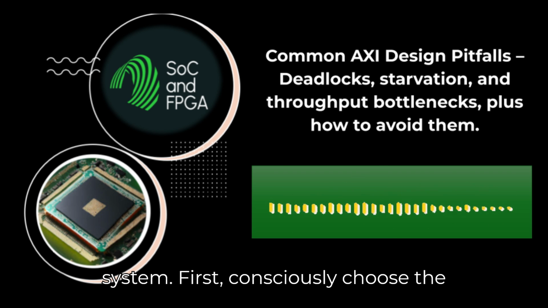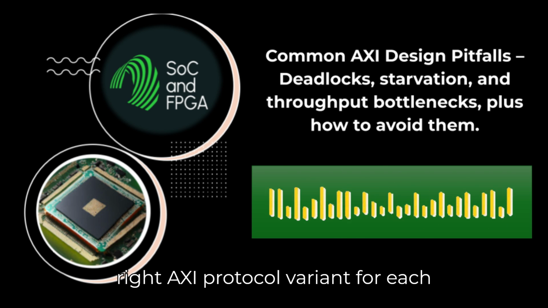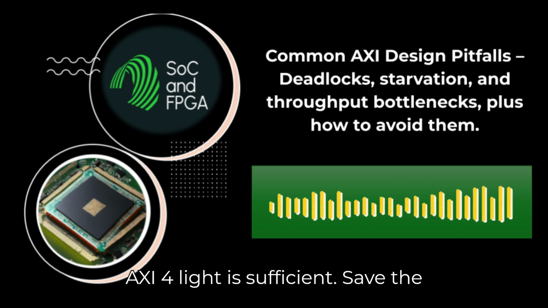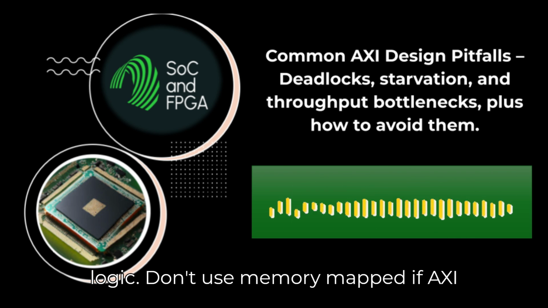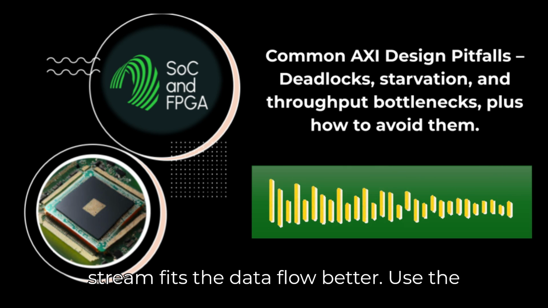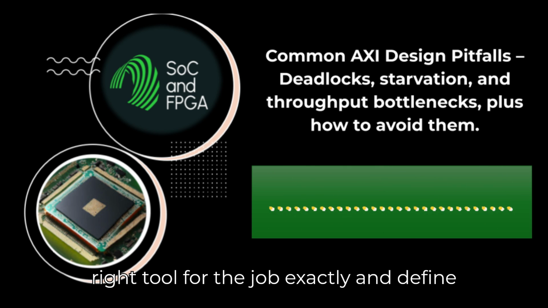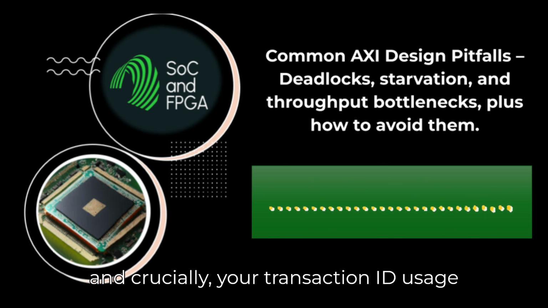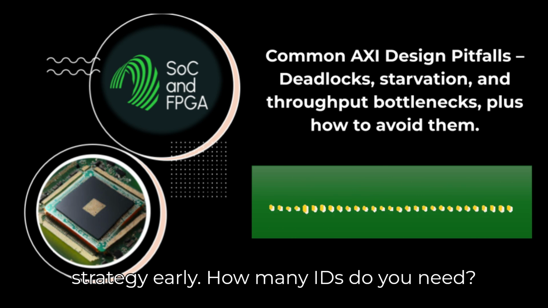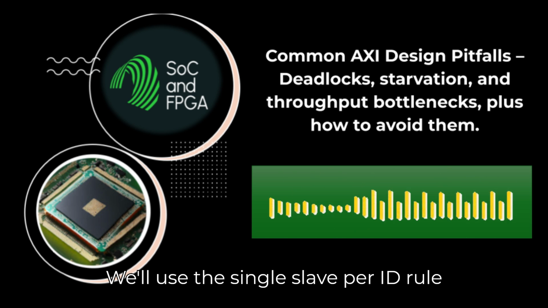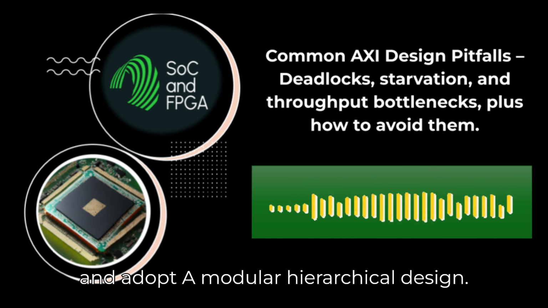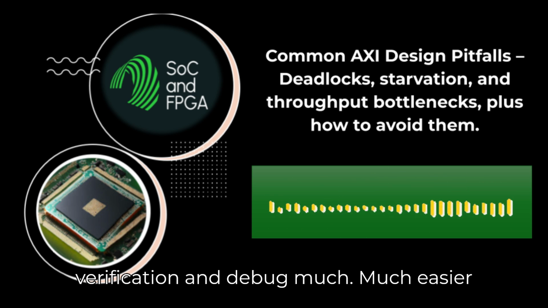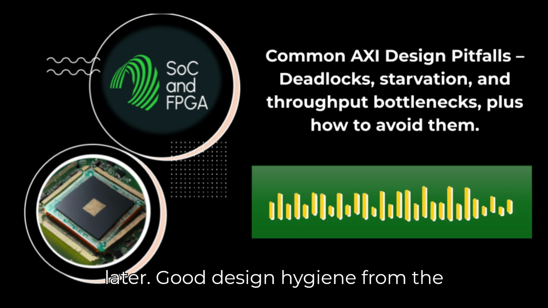First, consciously choose the right AXI protocol variant for each interface. Don't use AXI4 full if AXI4-Lite is sufficient, save the logic. Don't use memory mapped if AXI Stream fits the data flow better. Use the right tool for the job. Exactly. And define things like burst lengths, data widths, and crucially, your transaction ID usage strategy early. How many IDs do you need? Use the single slave per ID rule and adopt a modular hierarchical design. Break the system down. It makes verification and debug much easier later. Good design hygiene from the start.